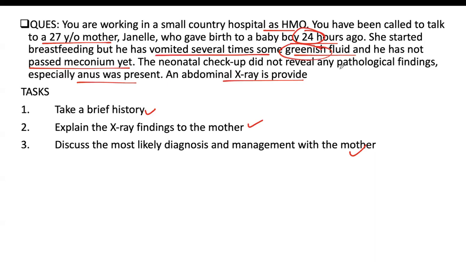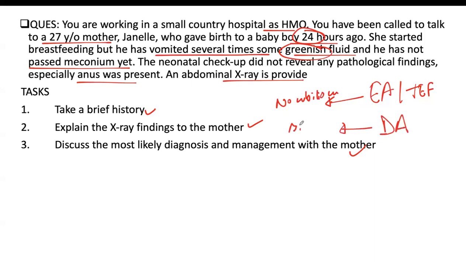So when you get a newborn baby having a greenish vomiting, you will be thinking of a couple of most likely diagnoses. You would be thinking of, is it esophageal atresia or tracheoesophageal fistula? Now, in esophageal atresia, you get a non-bilious vomiting. That's the way to differentiate this one from duodenal atresia, because duodenal atresia will be bilious vomiting.